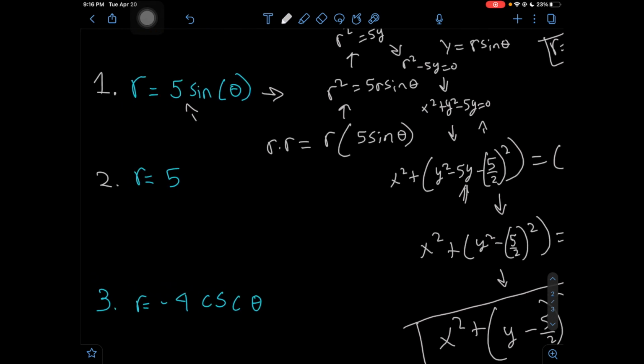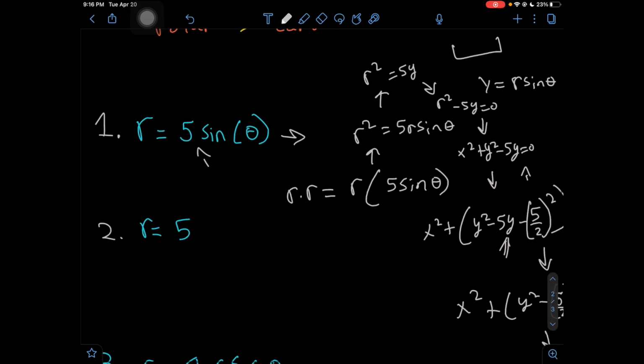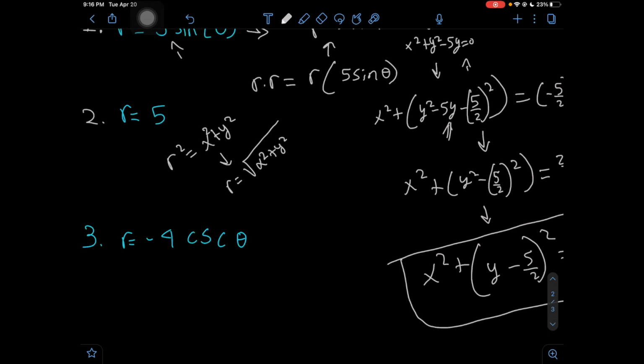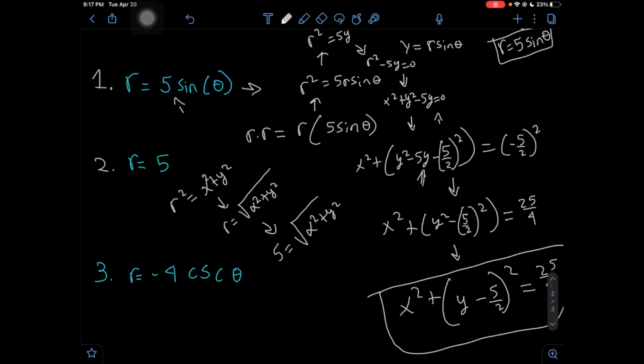Next, we have the problem which says r equals 5. Well, if you remember that r squared equals x squared plus y squared, we know that r equals the square root of x squared plus y squared. So this just means that 5 equals the square root of x squared plus y squared. But remember, it's not just going to be 5 because we squared our r. And since r equals 5, it's really going to be 25. So now we have 25 equals the square root of x squared plus y squared.